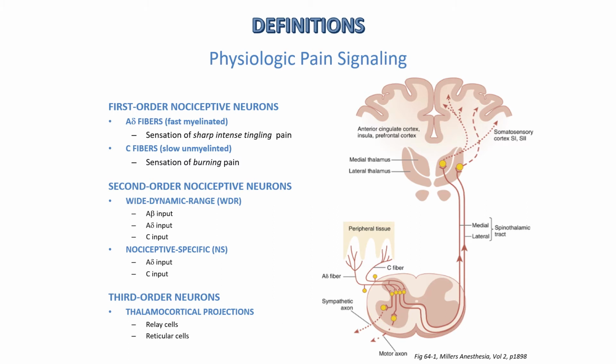A recap of physiologic pain signaling includes the first-order nociceptive neurons, second-order, and third-order. The first order consists of the A delta and C fibers that deliver the sharp, intense tingling and burning pain sensation. The second order consists of the wide dynamic range neurons that are A beta input and A delta and C fiber input, nociceptive specific neurons, and then the third order neurons consist of thalamocortical projections that are relay cells and reticular cells.